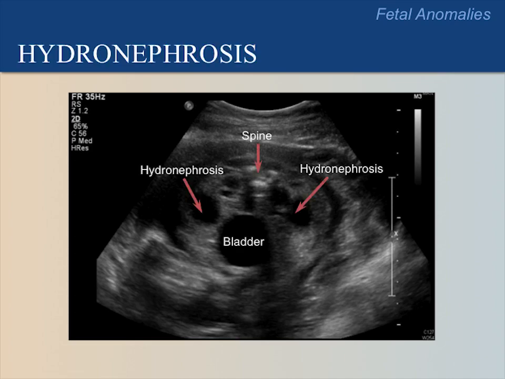The largest cystic structure in this image is the bladder, which is in the midline. The cysts located to either side represent hydronephrosis of both kidneys, which are located close to the spine.